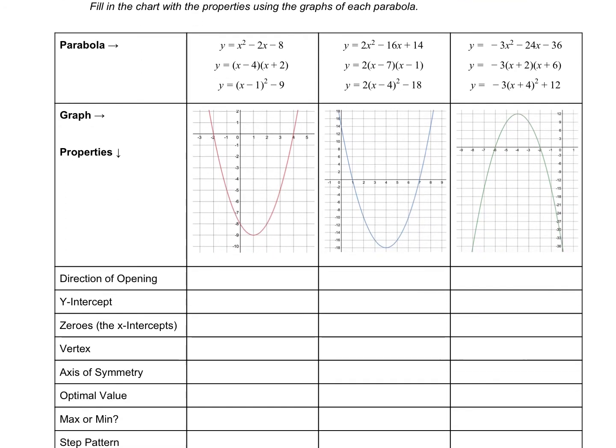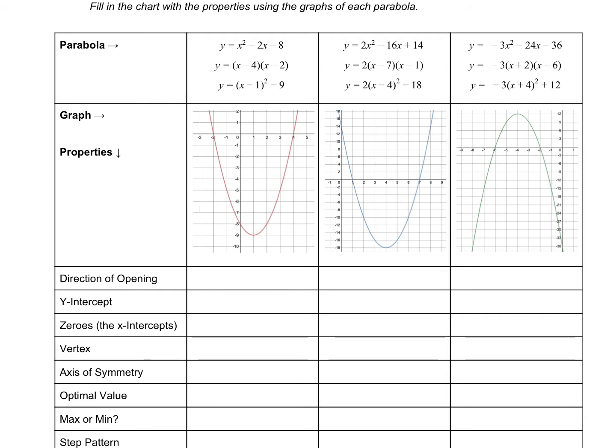So here I have 3 different parabolas. So let's look at the first one. This parabola here can be represented by all 3 of these different equations. So we're going to start off with writing down our key properties using the graph. And then we're going to start making some observations and checking to see, can you find the vertex in one of those forms, or the zeros, or the axis of symmetry?